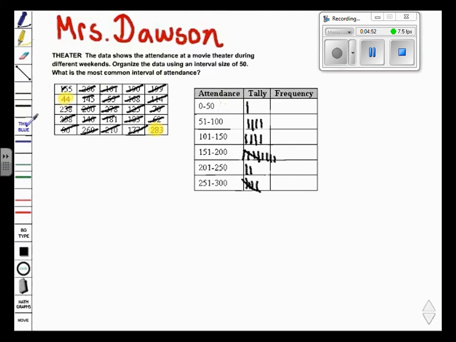Now that we've made our tallies, let's create a frequency table. There is one tally for attendance from 0 to 50. There are 4 tallies from 51 to 100. Also 4 tallies from 101 to 150. 9 tallies from 151 to 200. 2 tallies from 201 to 250. And 5 tallies for 251 to 300. The most common interval would be from 151 to 200.